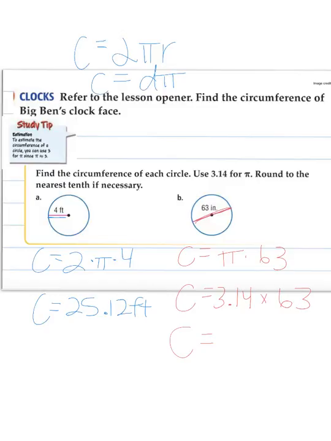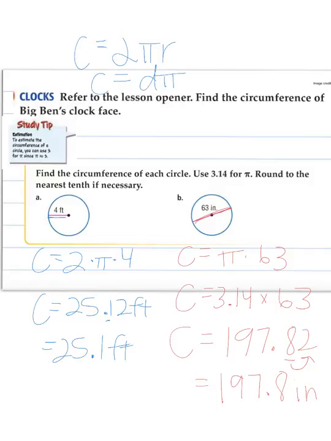Oops, let's go back for just a quick second. Round to the nearest tenth. So on this one, it would be 25. Rounded to the nearest tenth is the one spot. 0.1 feet. On this one, I get 197 and 82/100. Round to the nearest tenth. Look at the number in the hundredth spot. 5 or below, we leave the number alone. So 197 and 8/10 inches.